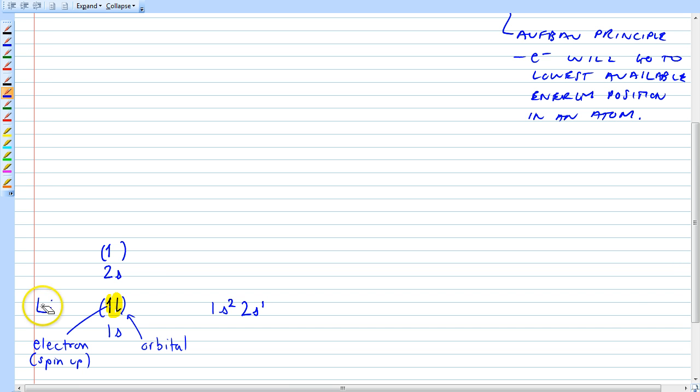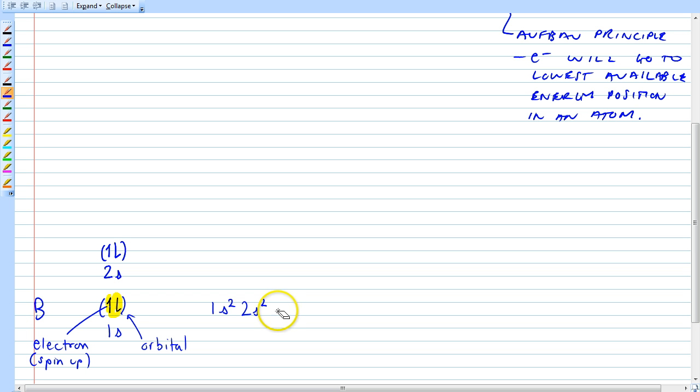If I want to make beryllium with 4 electrons, then I just add another there, and I add another there. The next atom would be boron.